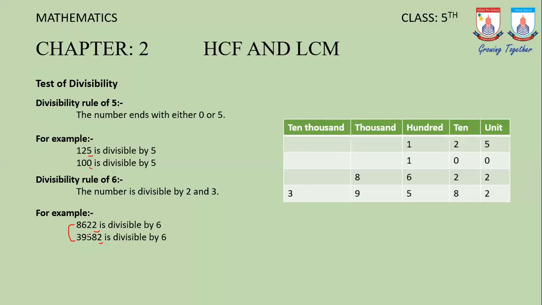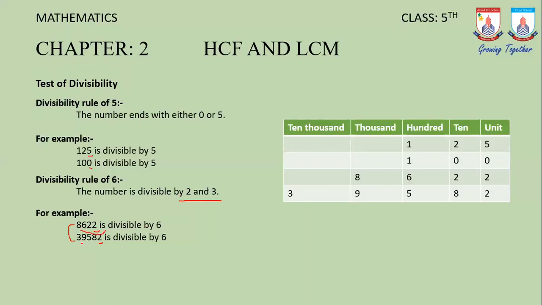Now we have to check whether these numbers are divisible by 3. So we sum up the digits: 8 plus 6 plus 2 plus 2, which is equal to 18. 18 is divisible by 3. So we can say that the original number 8622 is also divisible by 6 because it is divisible by 2 and also divisible by 3. The condition is fulfilled.